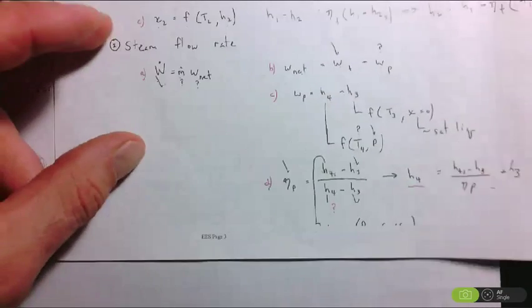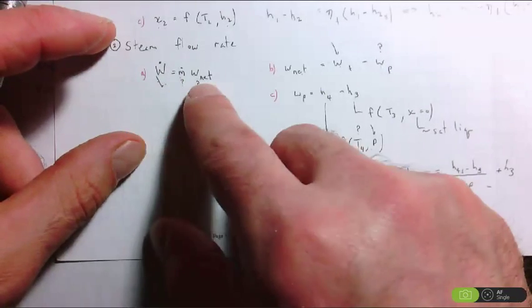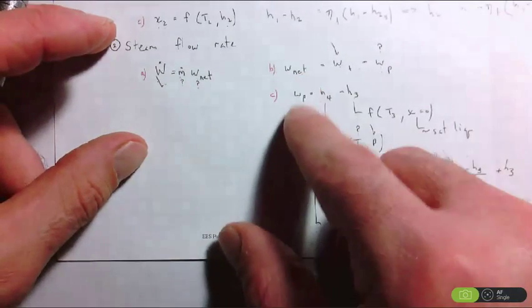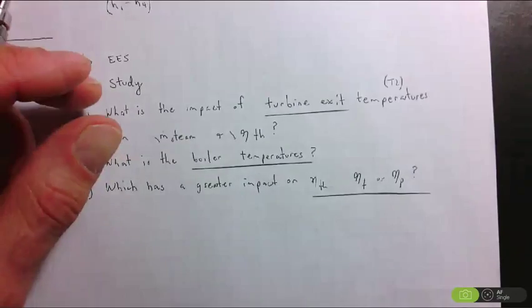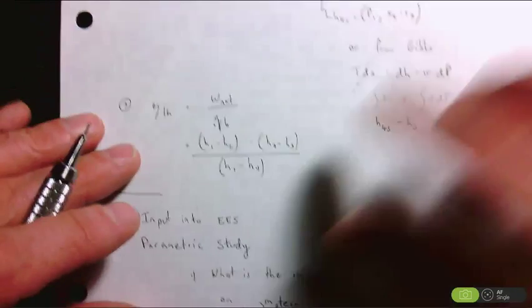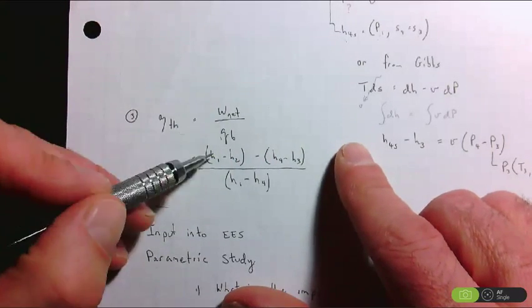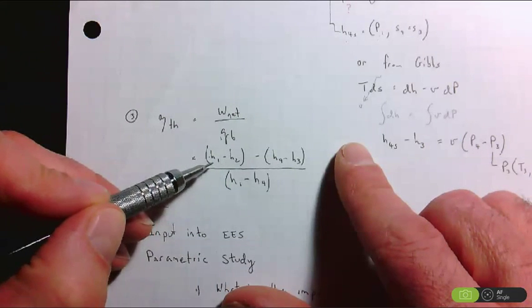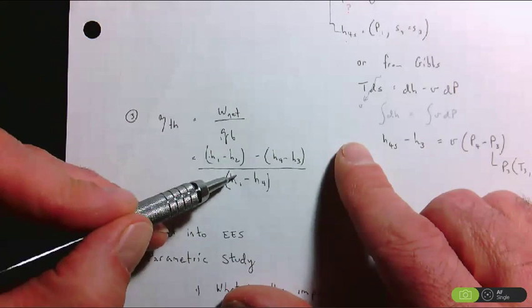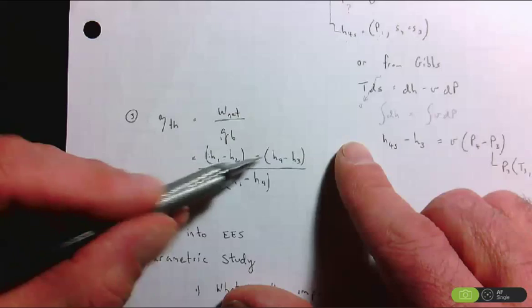The overall system in terms of work net is obviously interlocked. Finally, we finish with the overall thermal efficiency, which would only be possible if we had each of the enthalpies: 1, 2, 3.